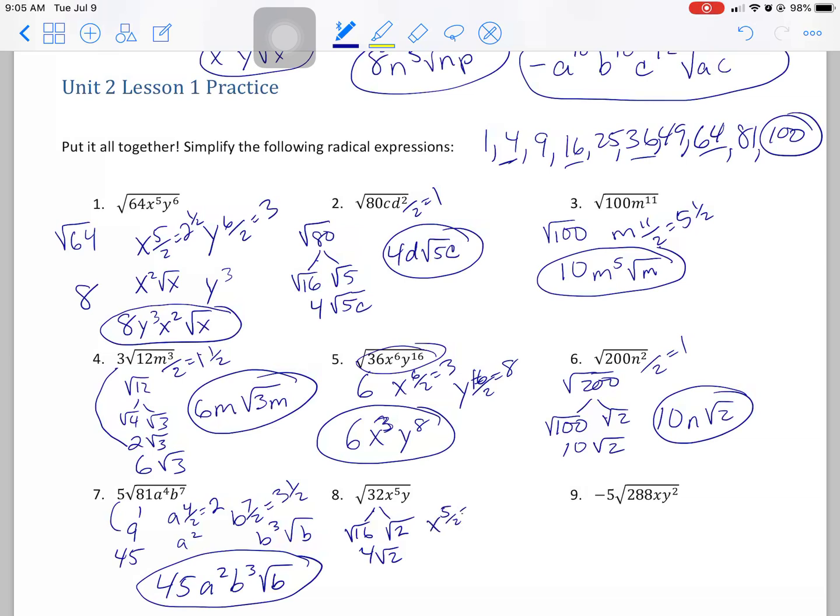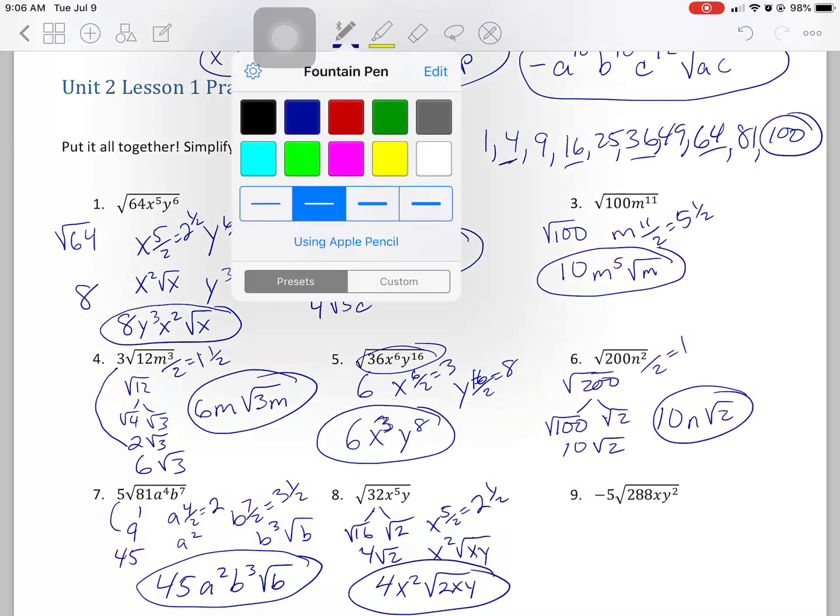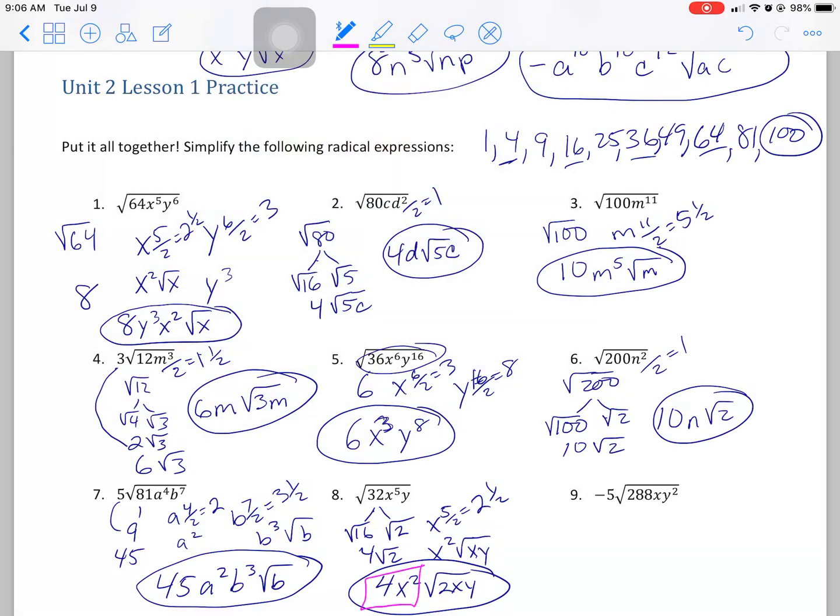X to the 5th divided by 2 is 2 come out and 1 remains in. 2 come out, 1 remains in. All right? And then the y just comes along because there's only one of those anyway. So put this all together. 4x squared, square root of 2xy. Okay? And when you're working on your homework, sometimes they'll say this part here is the A, and this part here is the B. Okay? Be careful how they want the answer put in.